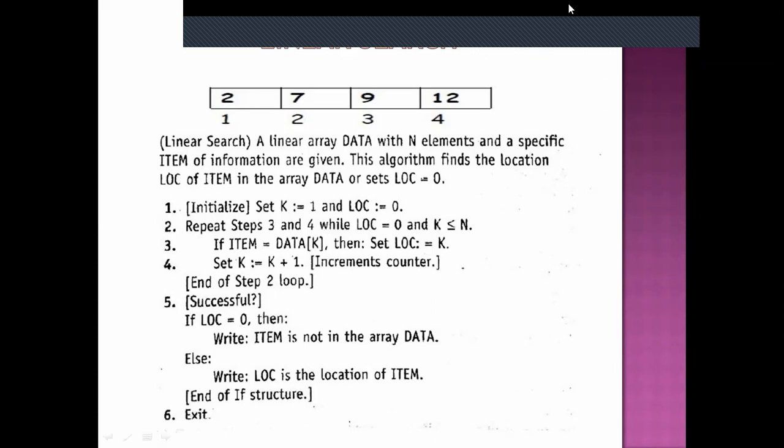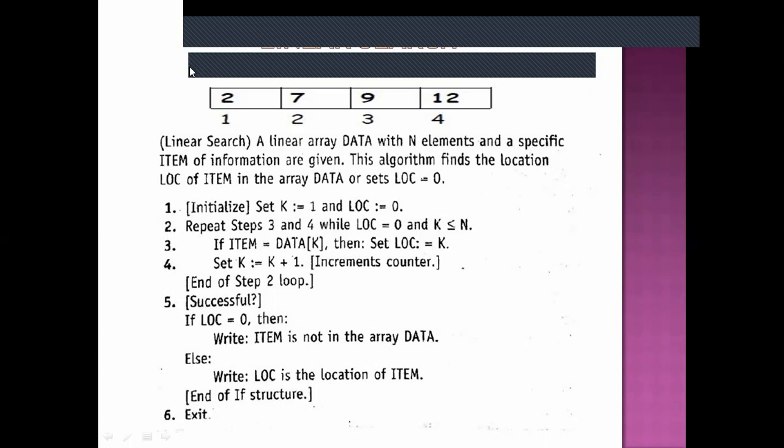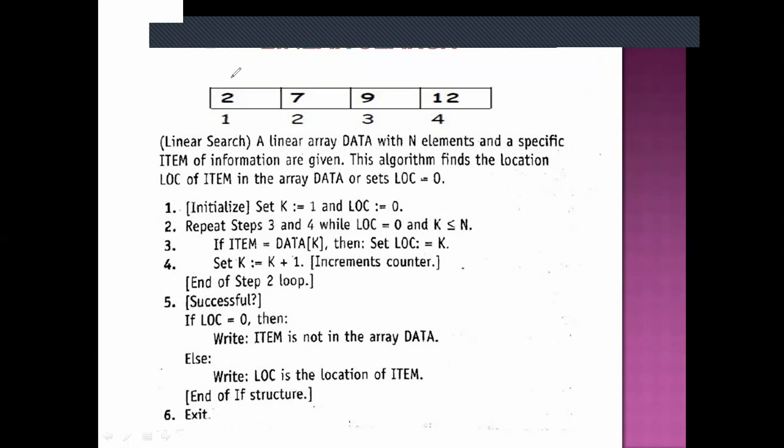Linear, from the name only it's obvious. Whenever you want to search for any element, you need to start from the first element, then go to the second one, third one, fourth one, and whatever element you want to find out, you will compare the item that you want to search for with the element that is given in the array. Suppose I want to search for whether 9 is present or not.